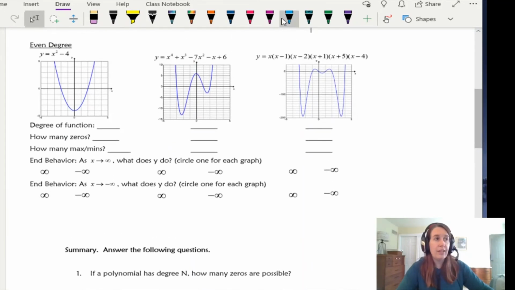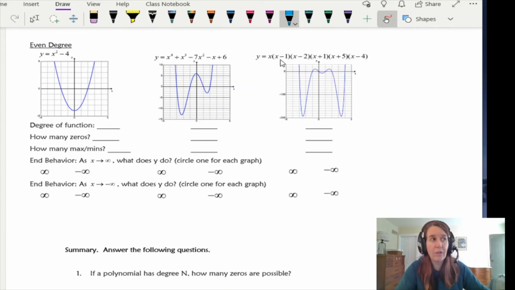Okay, now let's take a look at the even degree functions. So in other words, x squared, x to the fourth, probably x to the sixth, right? All right, so this is degree 2 because the highest degree, the highest exponent of x is 2. How many zeros does it have? 2. How many mins and maxes? Well, there's one minimum in this case.